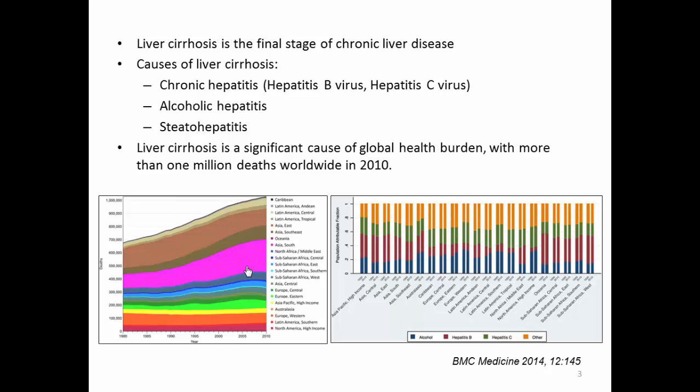Liver cirrhosis is the final stage of chronic liver disease, and it causes a significant burden for the healthcare system worldwide. It is estimated that about 1 million deaths were caused by liver cirrhosis worldwide in 2010. Causes of liver cirrhosis mainly include hepatitis B, chronic hepatitis C, and alcoholic liver hepatitis. And in recent years, non-alcoholic steatohepatitis has been identified as another important cause of chronic liver disease.